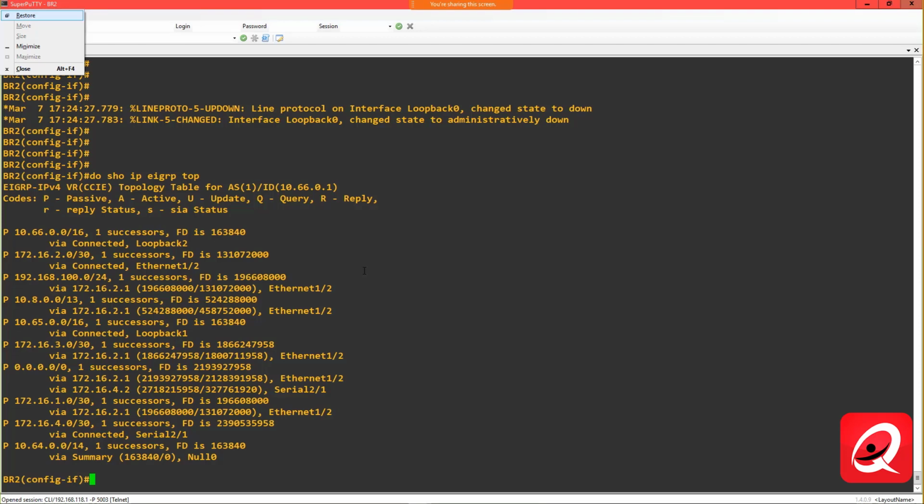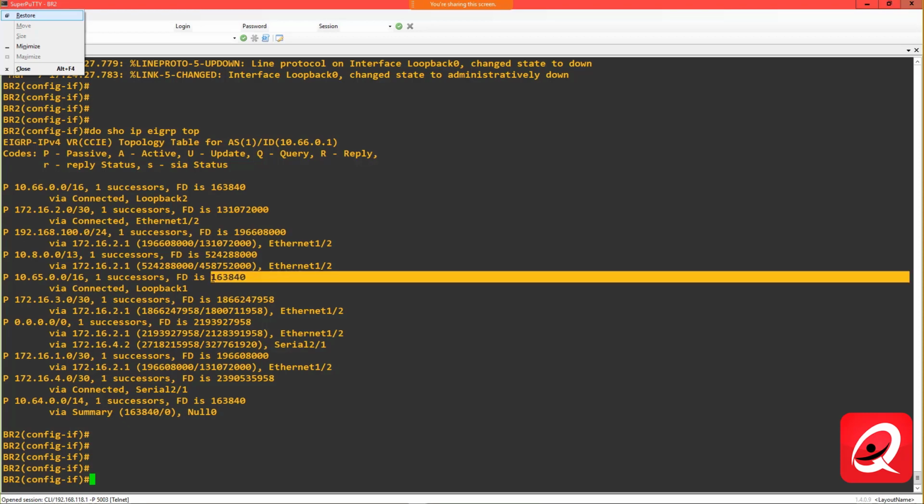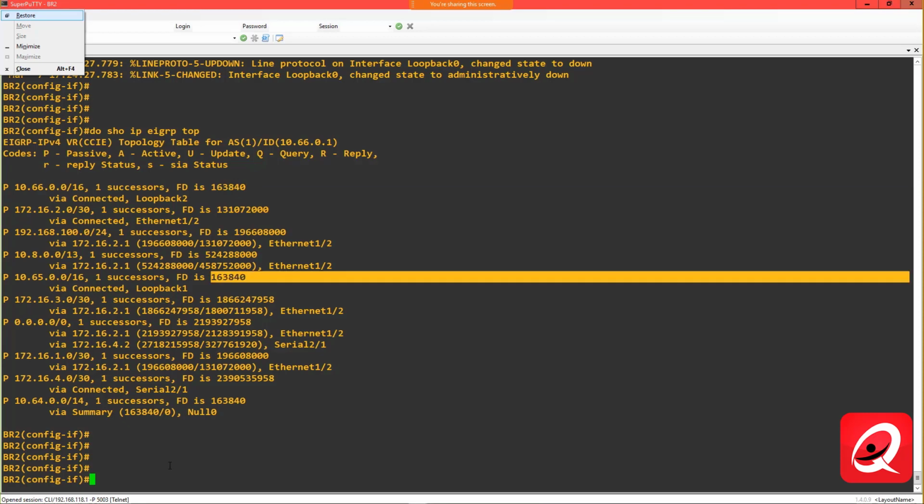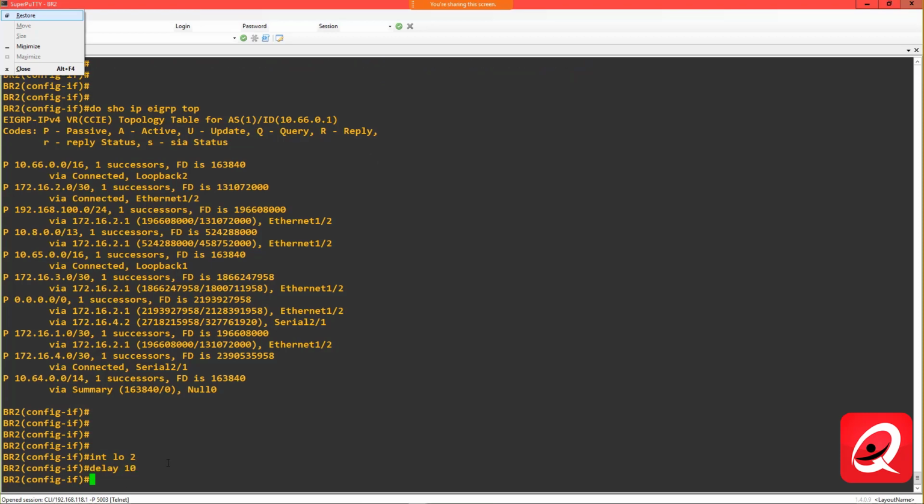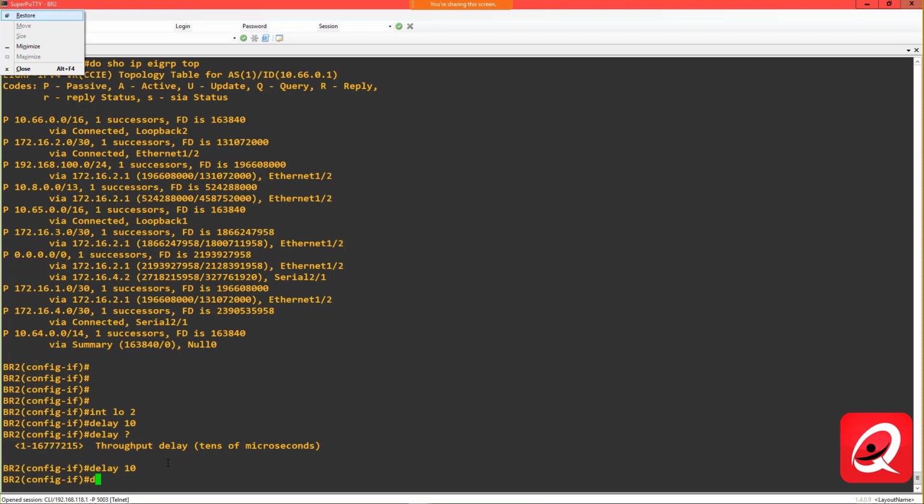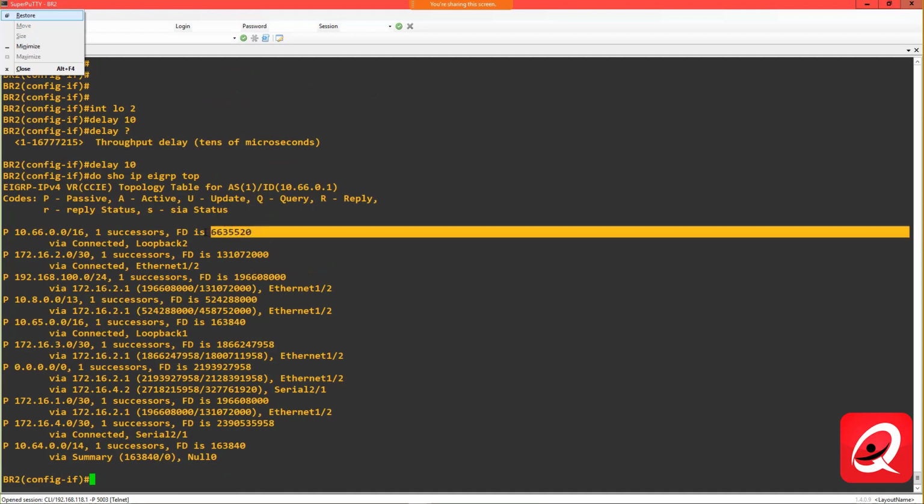Interesting. It's got to be something to do with the formula and the calculation of the formula, because 65 and 66 are the same, right? 163840. So that makes sense. So what should happen is if I go into interface loopback 2 and I set the delay to 10 microseconds or 100 microseconds, I wonder, yeah, tens of microseconds. So now if I do a show IP EIGRP topology, 66.